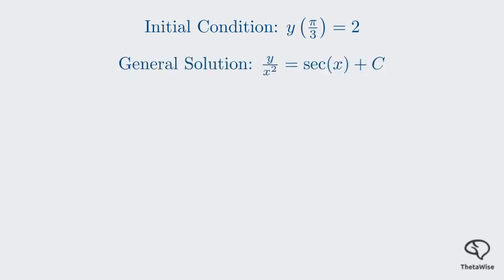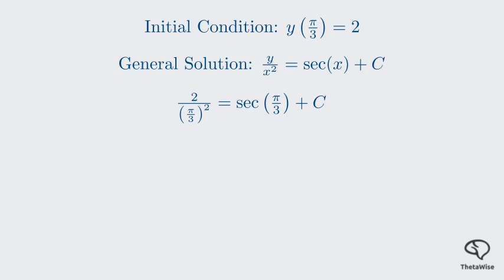This means we must find the exact value of the constant c. To do this, we'll use the initial condition that was given at the beginning. The condition states that when x equals pi over 3, y is equal to 2. Let's substitute these values into our general solution.